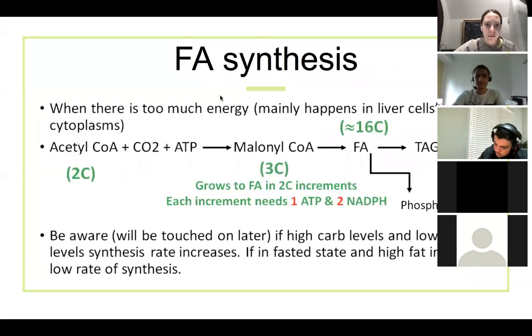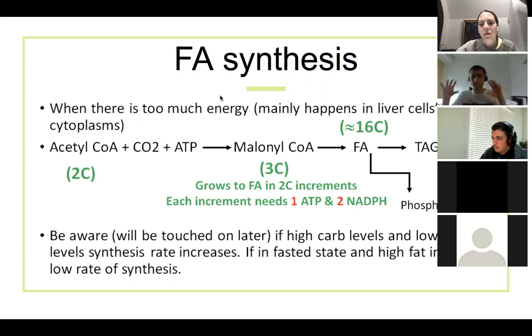Fun fact, in terms of fatty acid synthesis, it's when we're actually forming them. If there's too much energy in the body, our liver cells start doing this. They get acetyl-CoA, which is a 2-carbon molecule, and add it with CO2 and ATP to get malonyl-CoA, which is a 3-carbon molecule. Then we start doing pretty much the reverse, adding 2 carbons every time. This process requires ATP and NADPH.